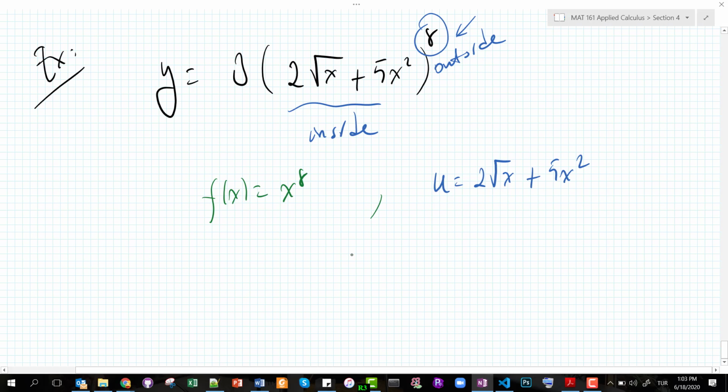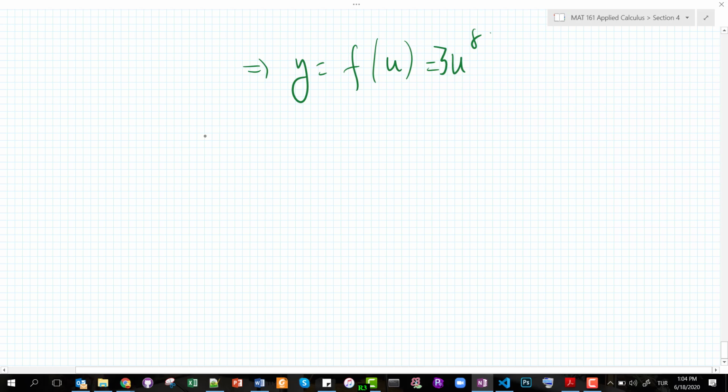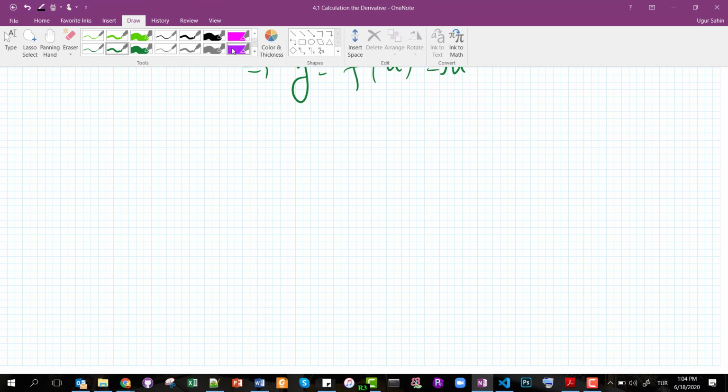So to combine this to get y, you should combine in this way. Y is equal to f of u, as you see. If you combine f of u, it is going to be equal to u to the 8. U was equal to this function, and then you should do it in this way. So, you are asking about the 3. You can ignore it, and then you can just put it there, okay? It's not a big deal. As you see, I have this function, and then I can take care of the derivative using the chain rule.